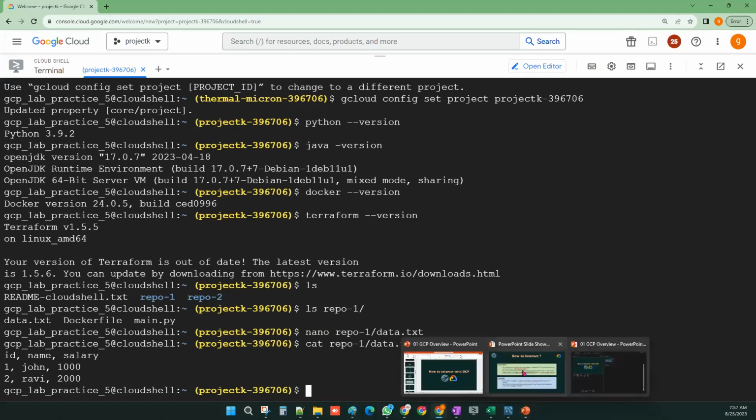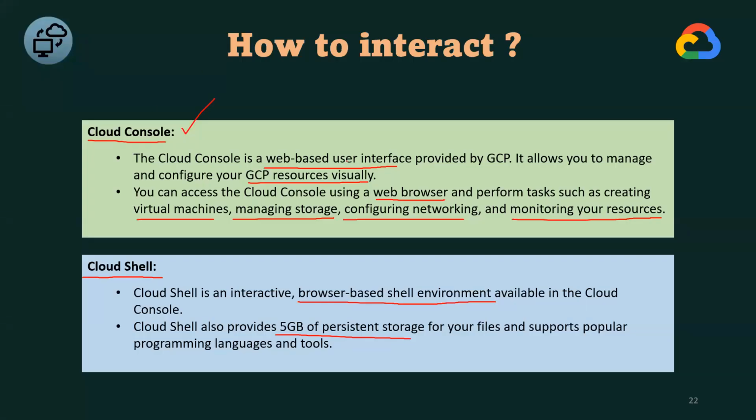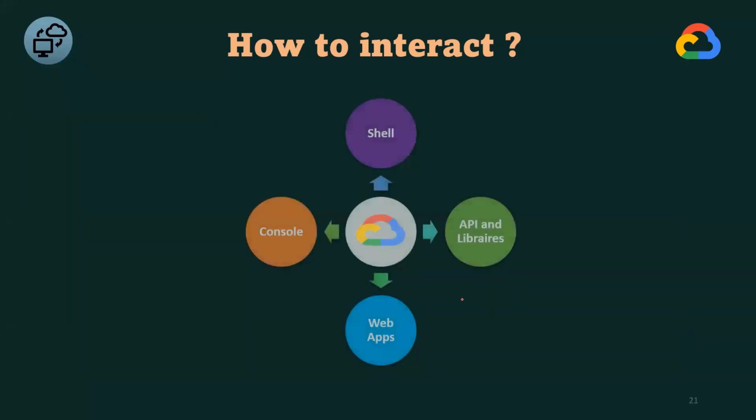So as we were saying, Cloud Console is a web-based user interface, and Cloud Shell is a browser-based shell environment. Okay, I think that is clear. So we have totally 4 interactive methods, and in our upcoming sessions, we will also see how we can install the SDK. The SDK will be offline, so we can install this SDK.